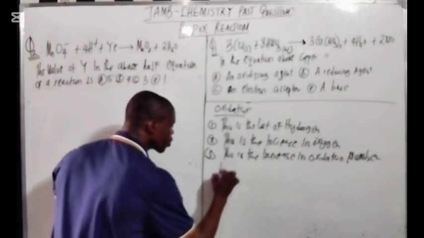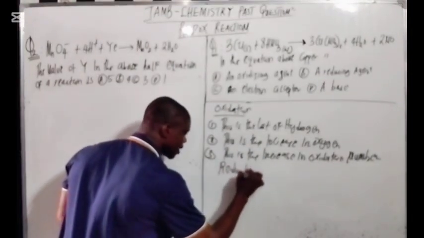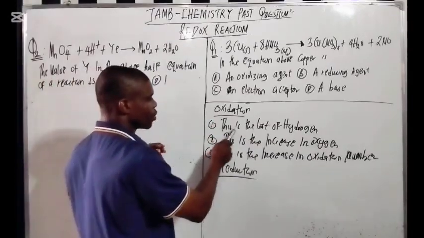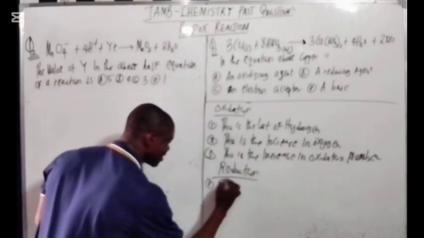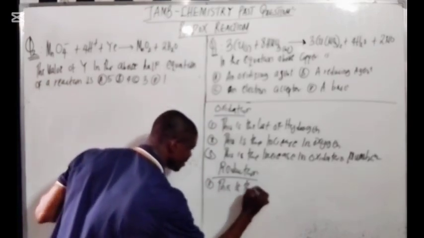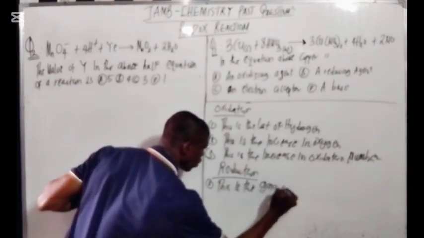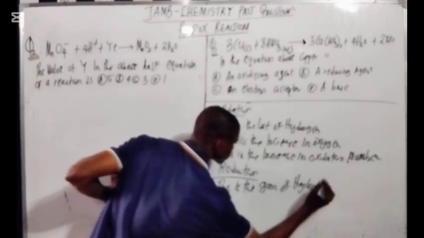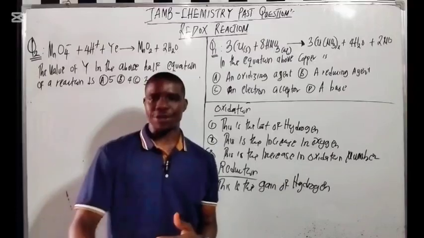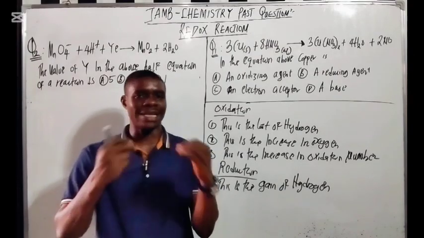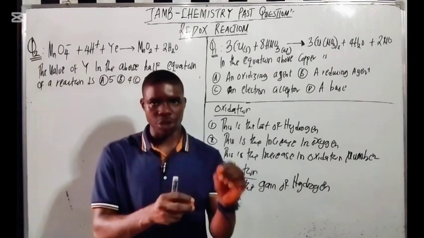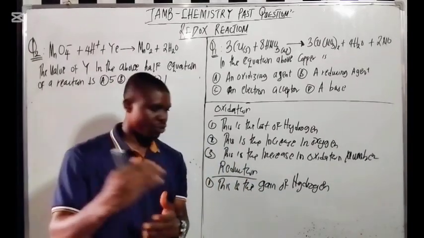Now reduction is the inverse of all this. Remember, oxidation is loss of hydrogen. Reduction is the gain of hydrogen. So the species that gains hydrogen in the redox reaction is reduction, the one that increases in hydrogen.